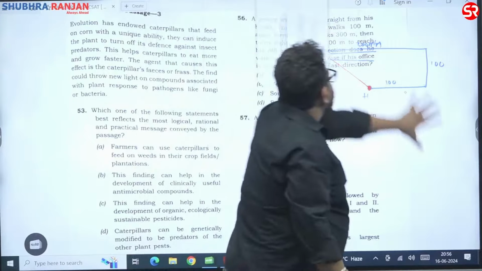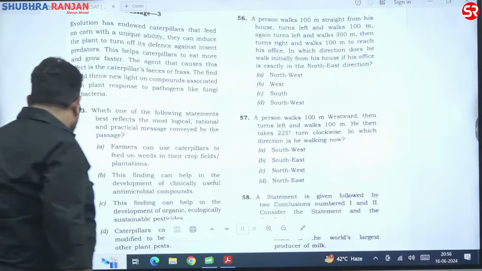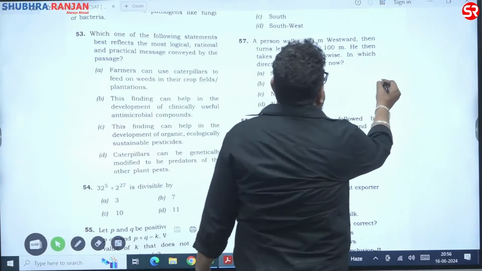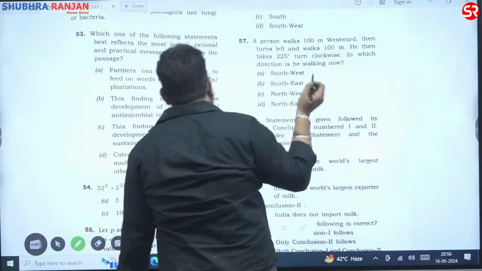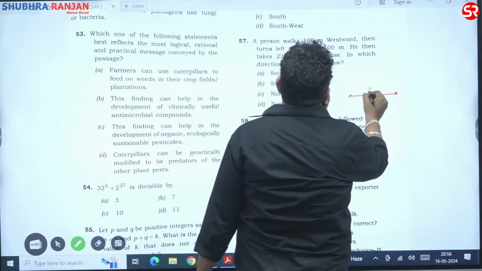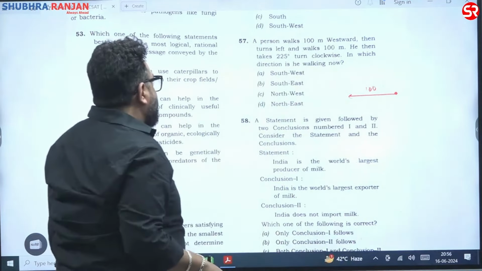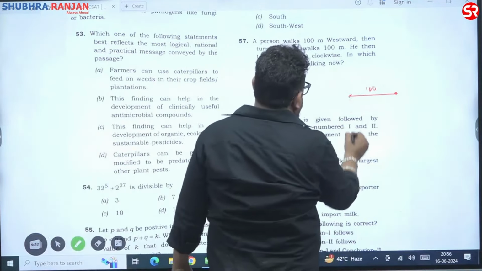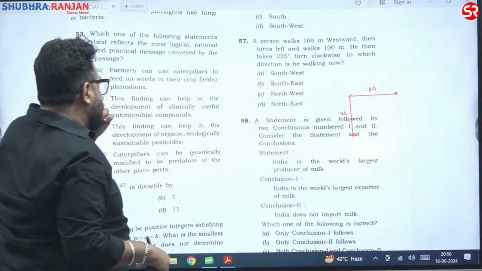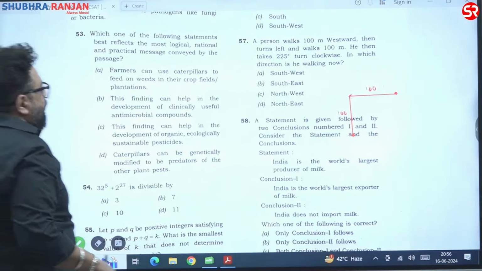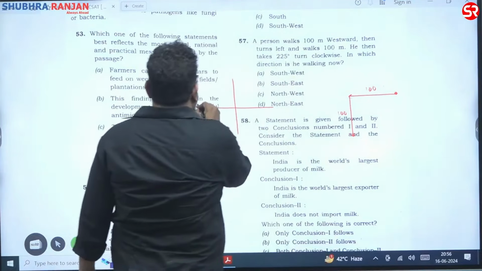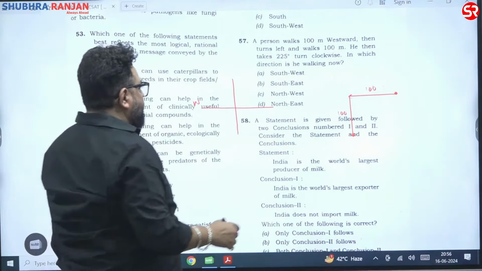Next, look, the same type of question. He says a person walks 100 meters west, 100 meters west, right. After west, he turns and walks 100 more meters. And from here he says he then takes a 225 turn. So if he takes a turn from here, look, again I am making a direction. This is west, right. So now he will take a turn.